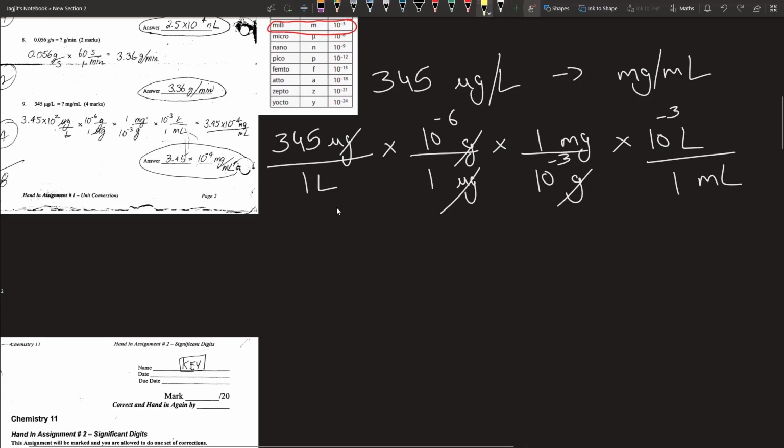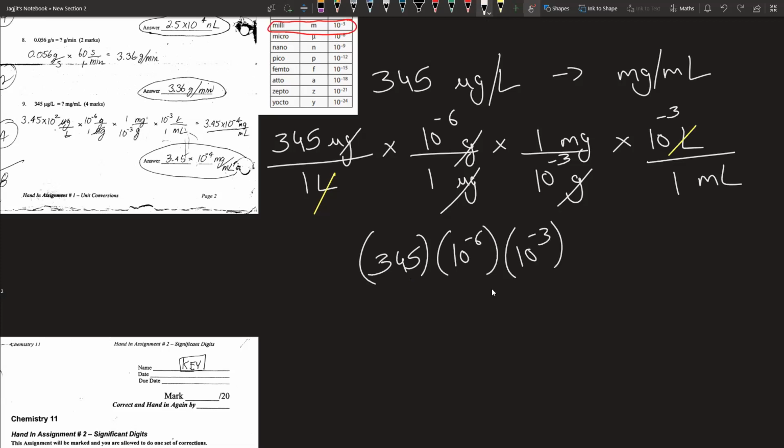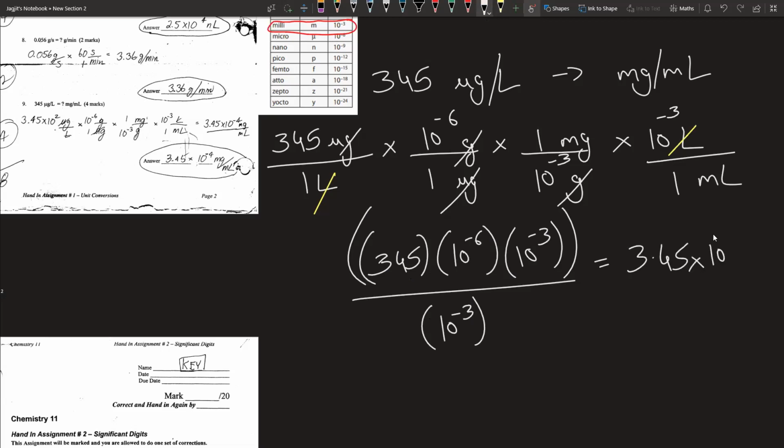So what happens now? Your liter cancels. So what do you need to punch in your calculator? All the top guys first, which is 345 times 10 to the power minus 6 times 10 to the power minus 3. I would put another bracket so my calculator knows which guys are at the top, divided by 10 to the power minus 3. If you punch it in correctly, you should get 3.45 times 10 to the power minus 4, and it's milligrams per ml. Do you guys understand the steps here?